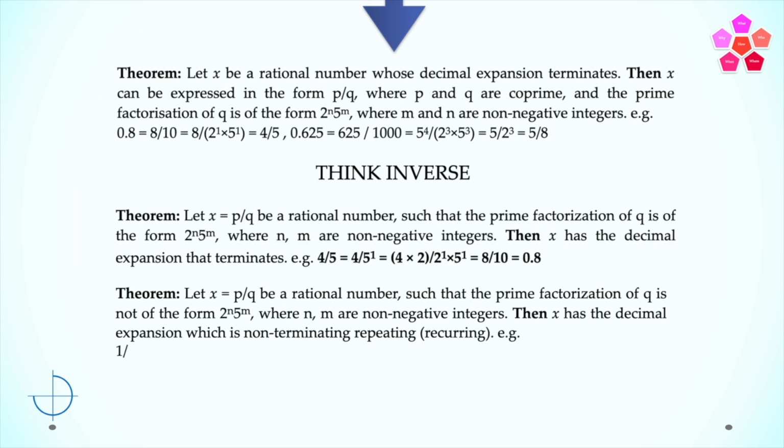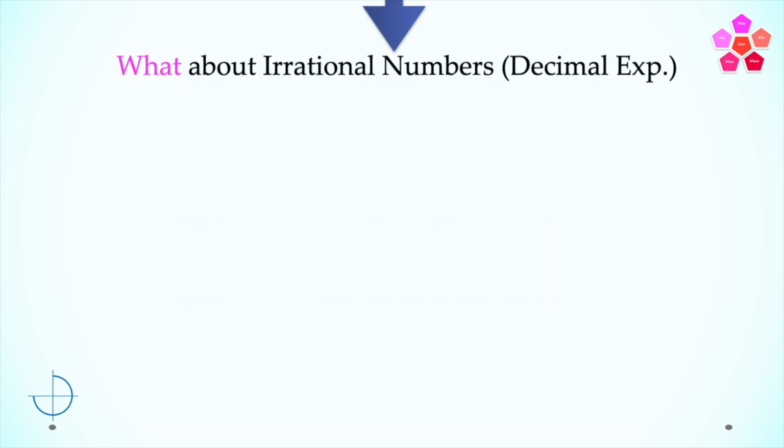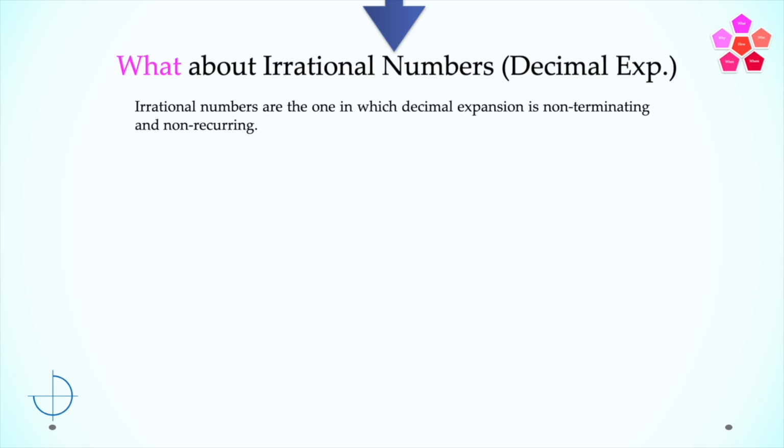For example, 1 divided by 7 is equal to 0.142857142857142857 and so on. Here we see there are repetitions of the digits 142857. In this case of rational number, if decimal is not terminating, then it must be recurring. But what about the decimal expansion of irrational numbers? Irrational numbers are the ones in which decimal expansion is non-terminating and non-recurring. So finally we have real numbers can be rational numbers or irrational numbers.